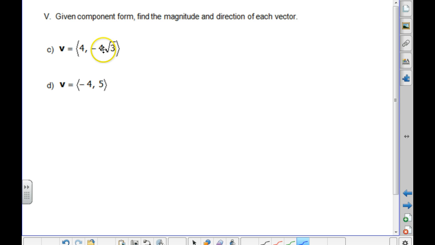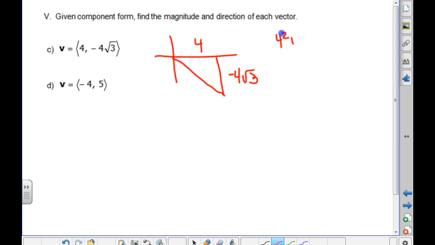What about this one? Ugly. Is it 8? Yes. 4 and negative 4 square root of 3 is a 30, 60, 90 again. If you didn't realize that, it's kind of messy, but it will come out 8 for the magnitude.